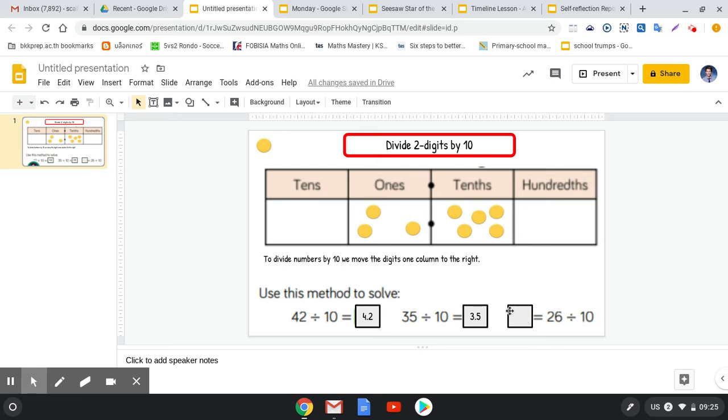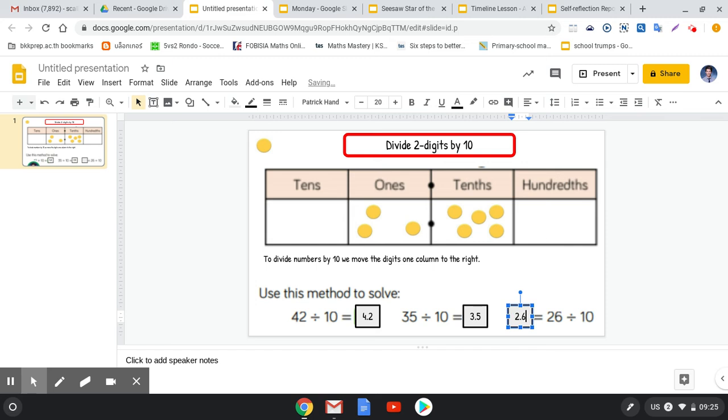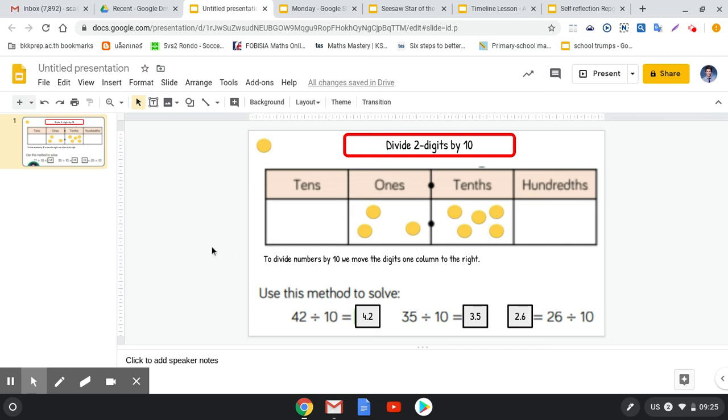So I got 26 divided by 10. But if I think about the counters all moving to the right, the 2 10s would become 2 ones, and 6 ones would become 6 tenths, so it would become 2.6. Okay, so just remember that when we're dividing any amount of digits by 10, all of those digits move one place to the right. So for example, 35 divided by 10 becomes 3.5, or 3 and 5 tenths.